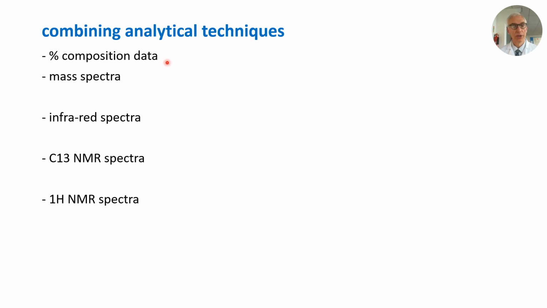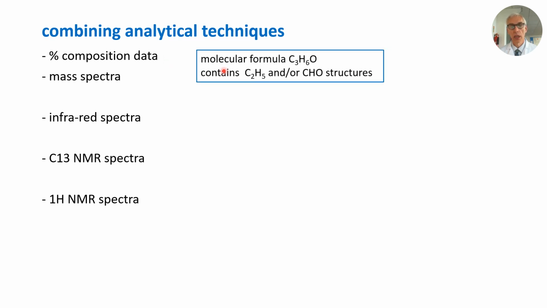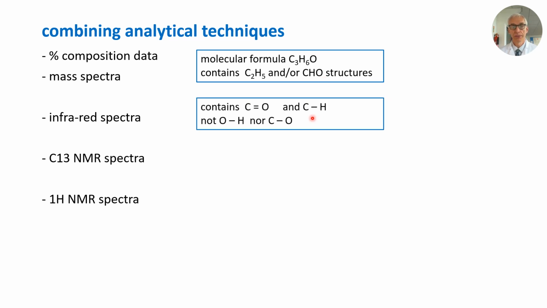So we've got percentage composition data and mass spectra. If you recall, we put that all together to give us a molecular formula of C3H6O, which contained either C2H5 or CHO, or both. From the infrared spectrum, we got the molecule containing the carbon double bond oxygen and carbon hydrogen, but not oxygen hydrogen nor carbon single bond oxygen.